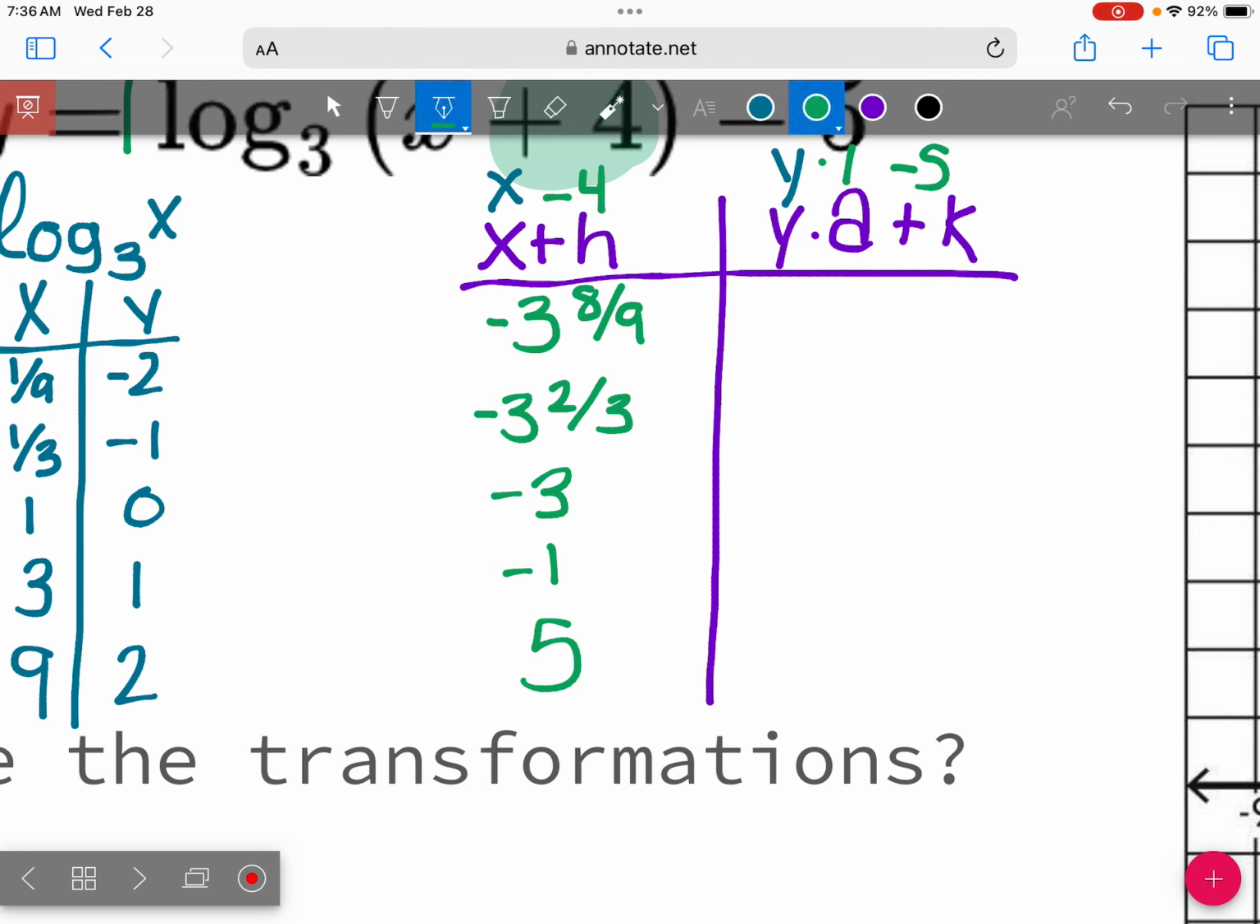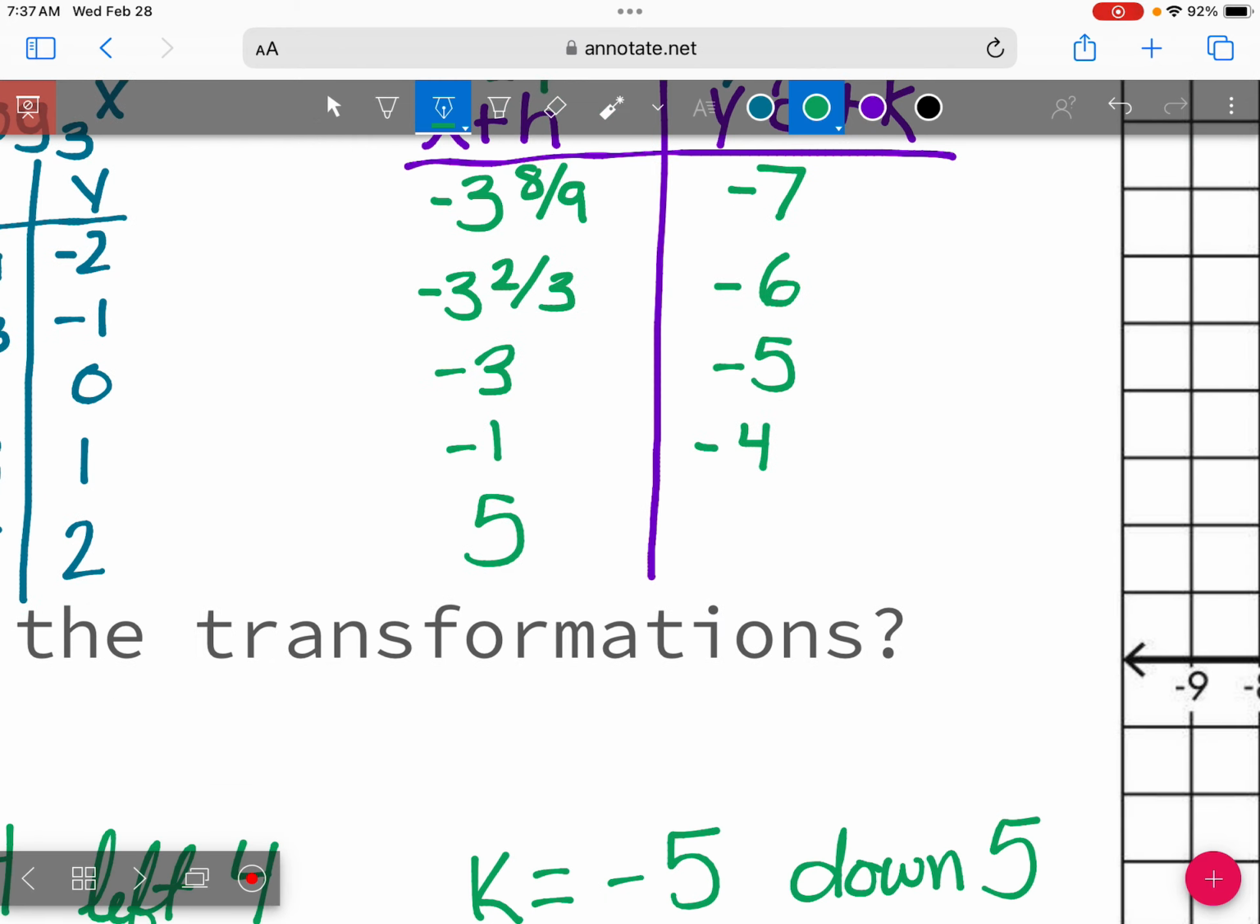So negative 2 minus 5 is negative 7. Negative 1 minus 5 is negative 6. 0 minus 5 is negative 5. 1 minus 5 is negative 4. And 2 minus 5 is negative 3.